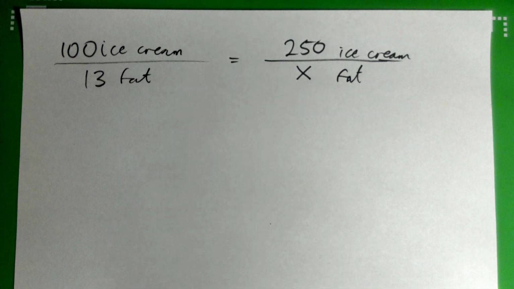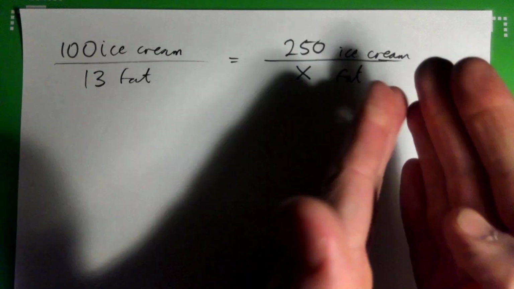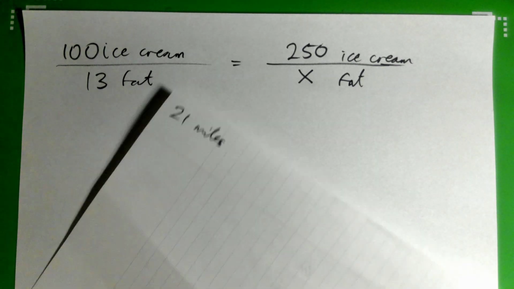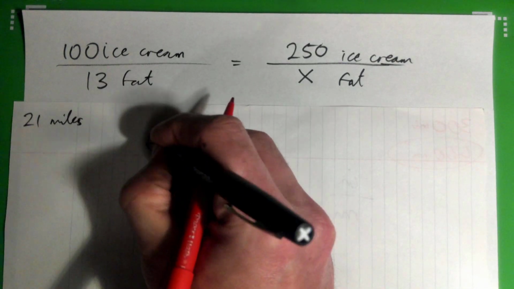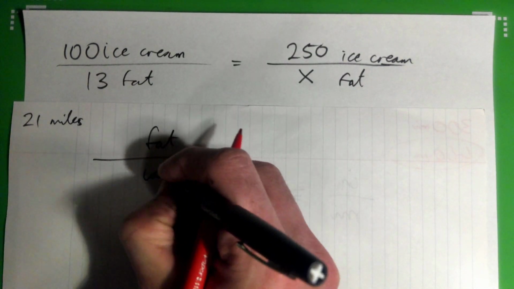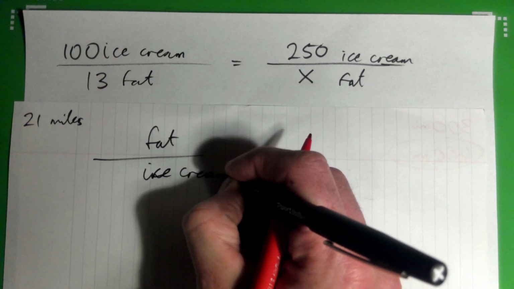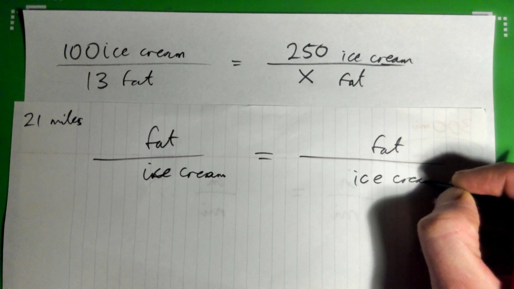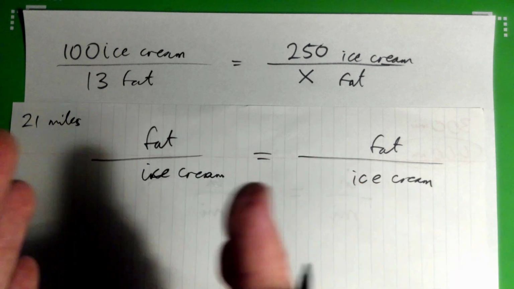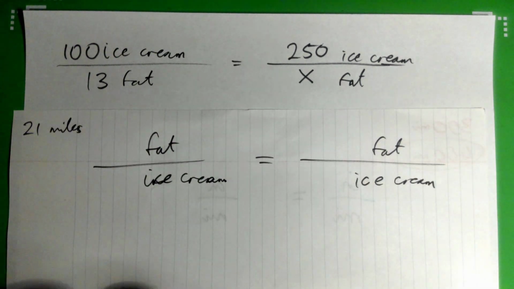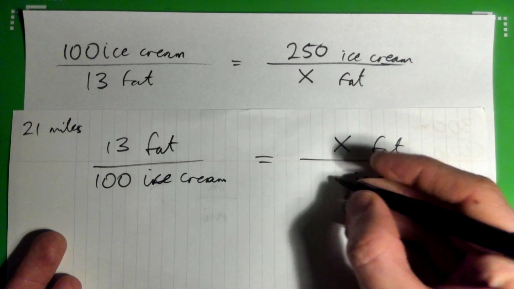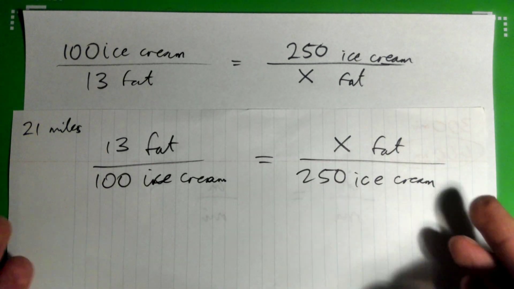Good deal. But the trick is the two ratios need to be the same, like ice cream over fat. Or you could do the other way around. Some students might set it up with the fat on top, so it'd be like that. This form is also correct, right? It's just that your ratios, or your fractions, have to be the same. Like I said, you could do 13 over 100 equals unknown amount of fat over 250.